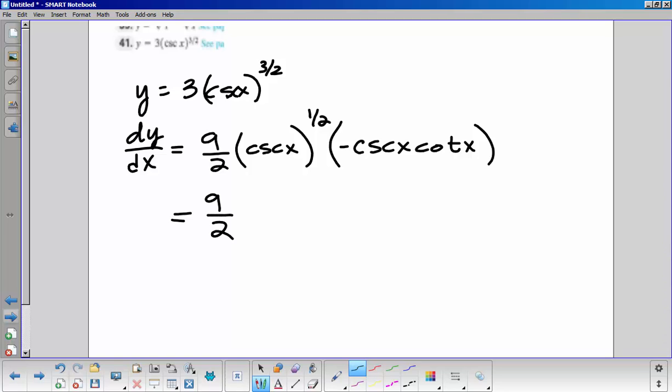What is the power on this cosecant? It's 1 half. What is the power on this one? 1. So can you add them? Yes. So this is going to be negative cosecant to the 3 halves x, because cotangent x. Why is it negative 9 halves? Oh, right.